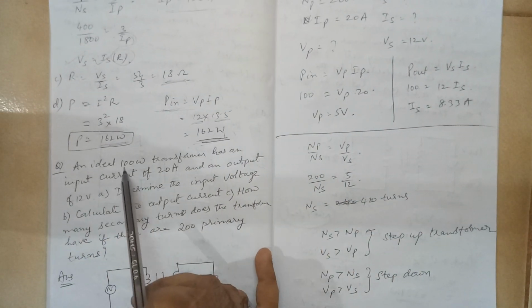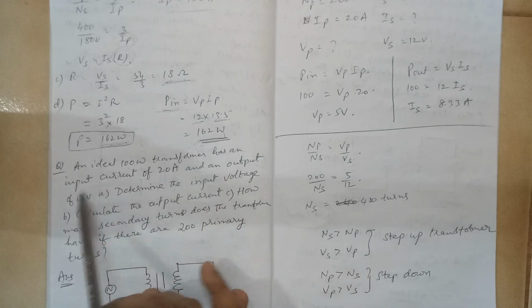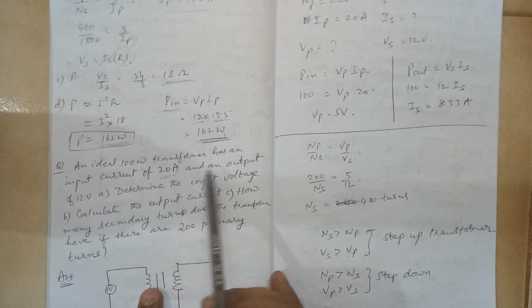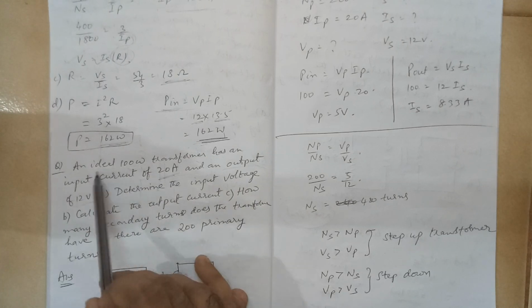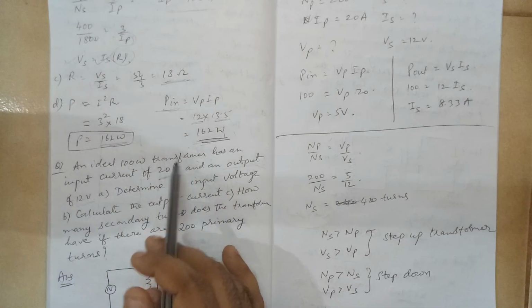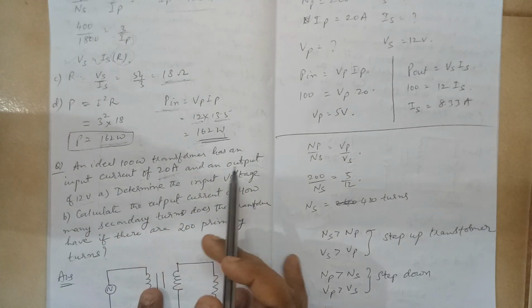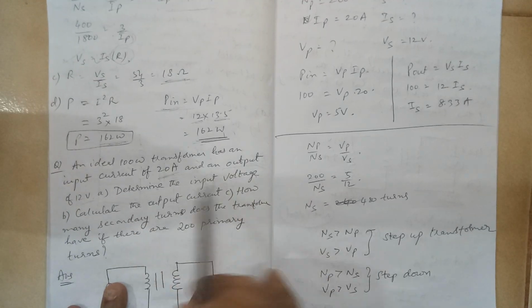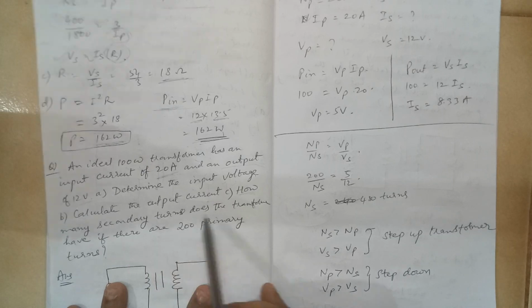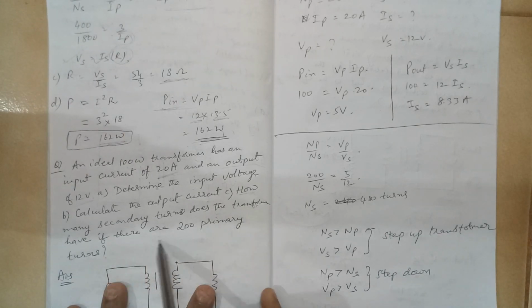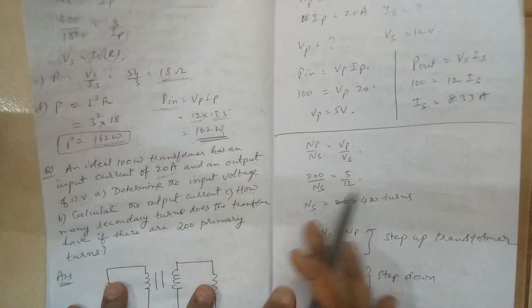An ideal 100 watt transformer has an input current of 20 amps. Input current is given and output voltage is given. And he is saying that it is an ideal transformer. That means there are no losses, so input and output power will be equal. Determine the input voltage. Calculate the output current. How many secondary turns does the transformer have if it has 200 primary turns?